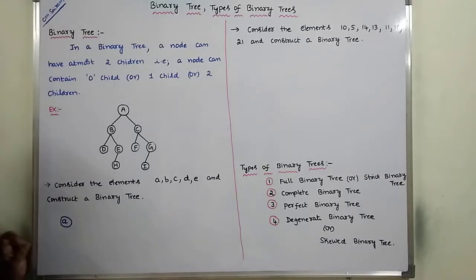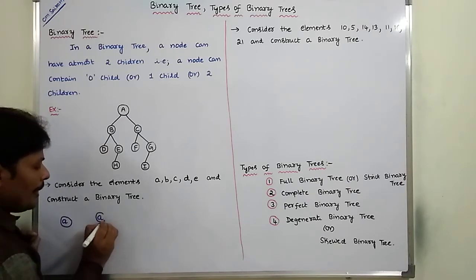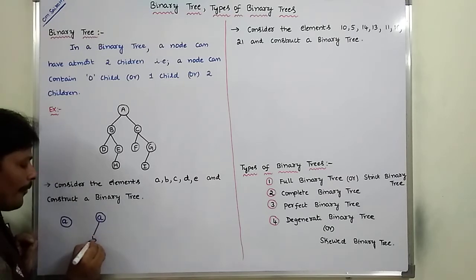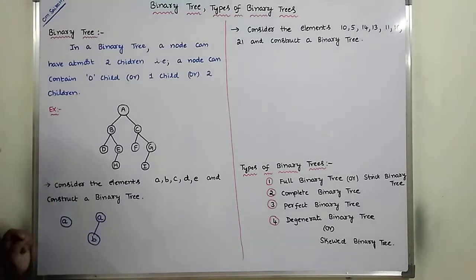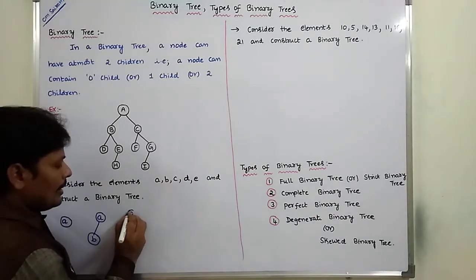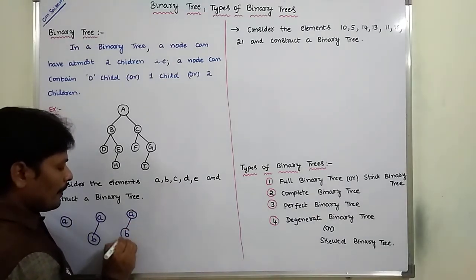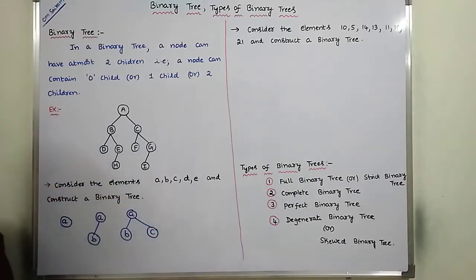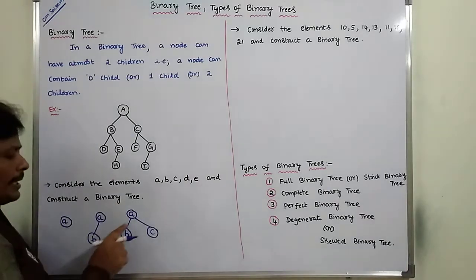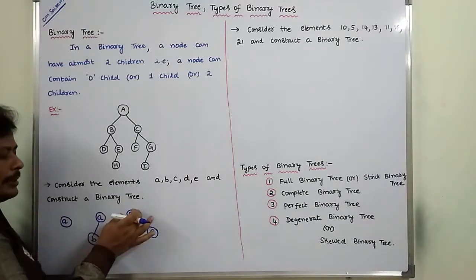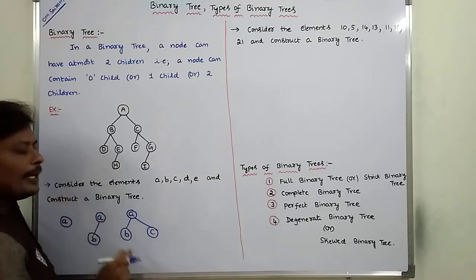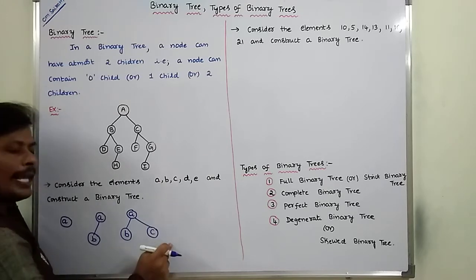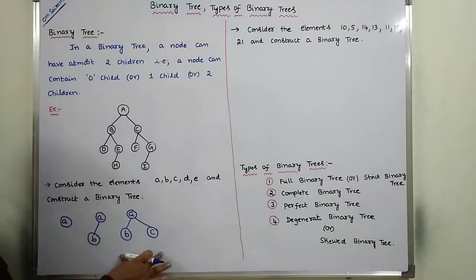Okay, next element is B. B can be inserted as the left child of A. Next element is C. C can be inserted as the right child of A. Now this is a binary tree because node A has 2 children, B and C. Node B has 0 children. Node C has 0 children. This is also a binary tree.